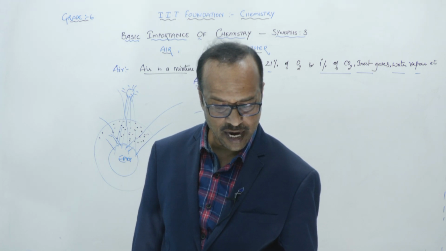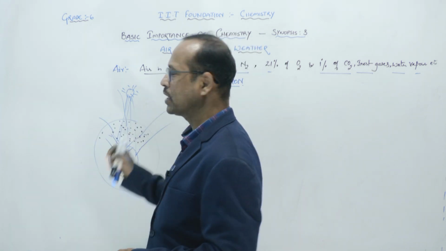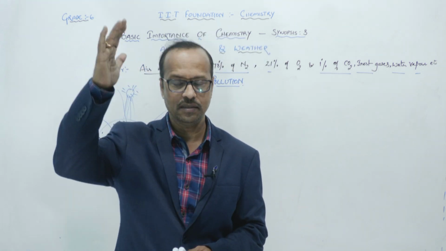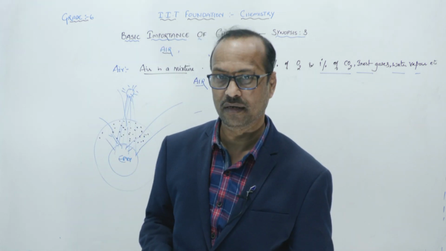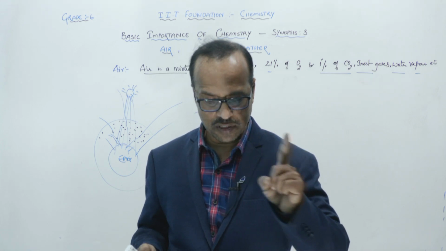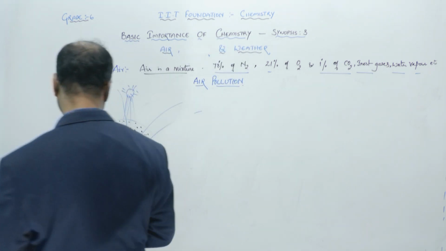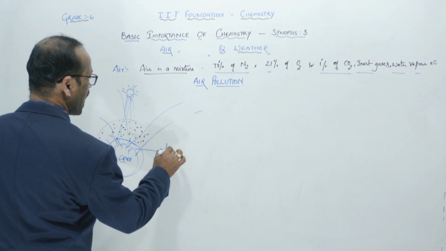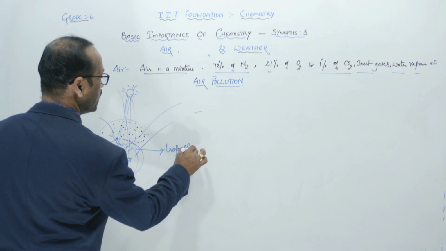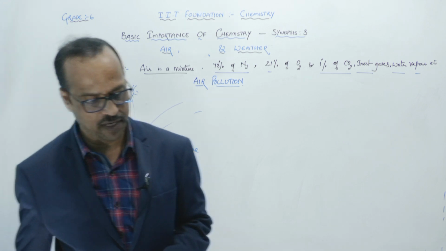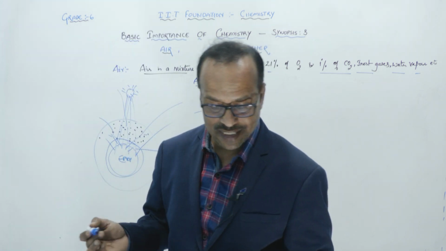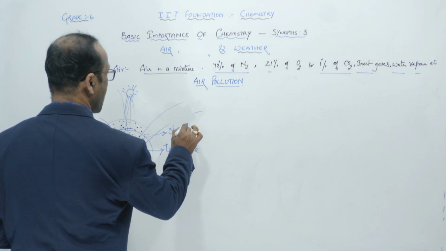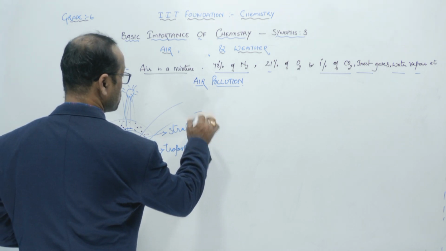Then come to the atmosphere, the blanket of air. You know that the air has some layers. The first layer is called the troposphere. The first layer of the atmosphere closer to the earth, the surroundings, is called the troposphere. The second layer of the earth is called the stratosphere. The stratosphere means it is very high.